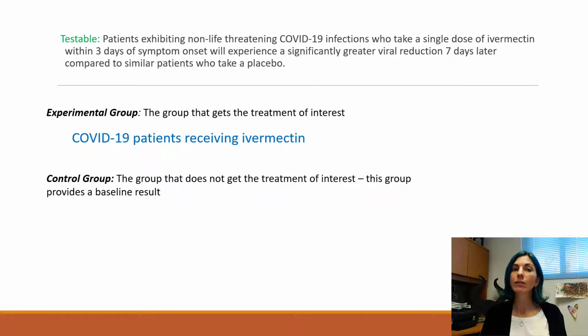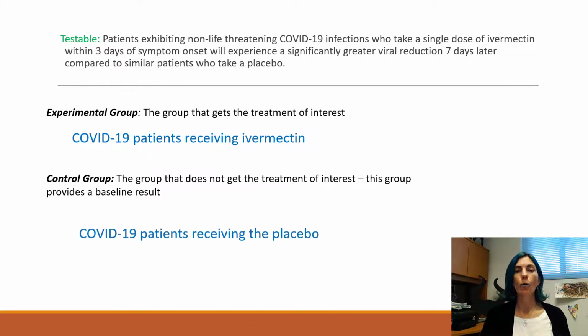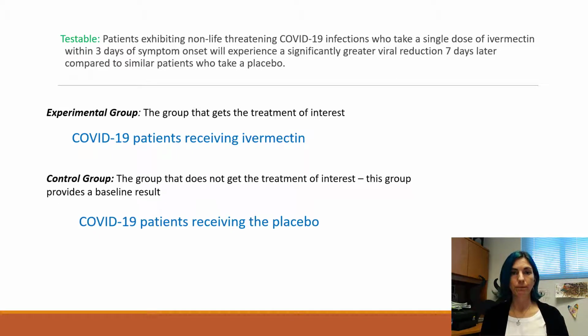But in drugs, when you're looking at pharmaceutical drugs, you always want control groups if possible. It is necessary because it provides a baseline. Let us assume for a moment that we do not have a control group. We simply have 100 patients. They have COVID, they're non-life threatening, they've all come in within 2 to 3 days of symptom onset, and we give them all ivermectin. And guess what? 7 days later, their viral loads are lower.